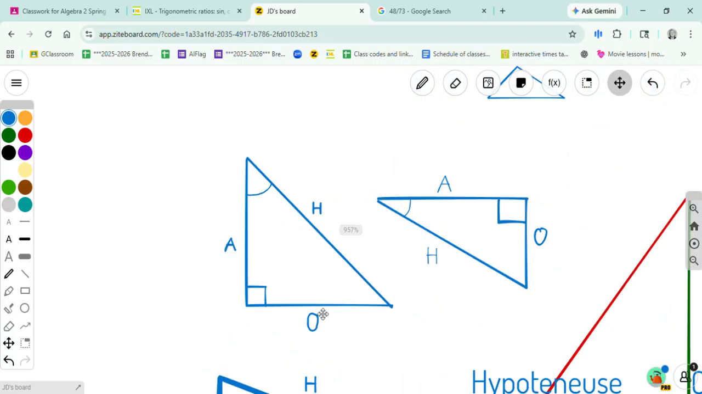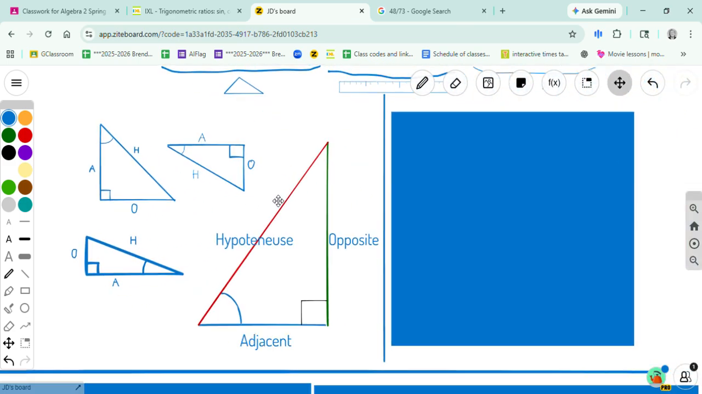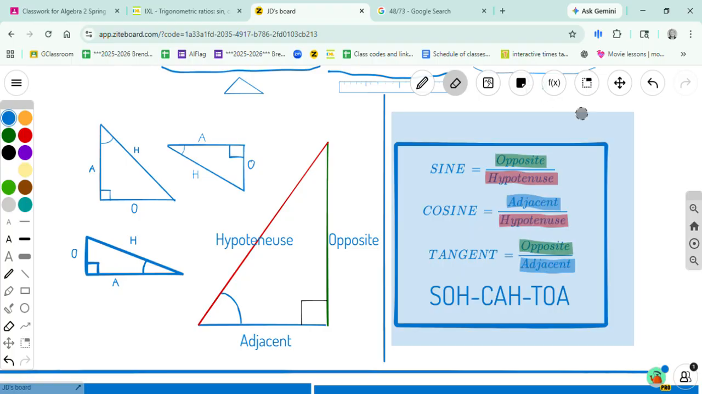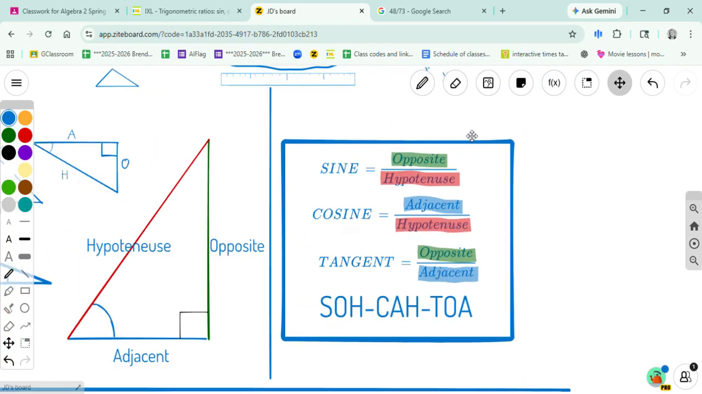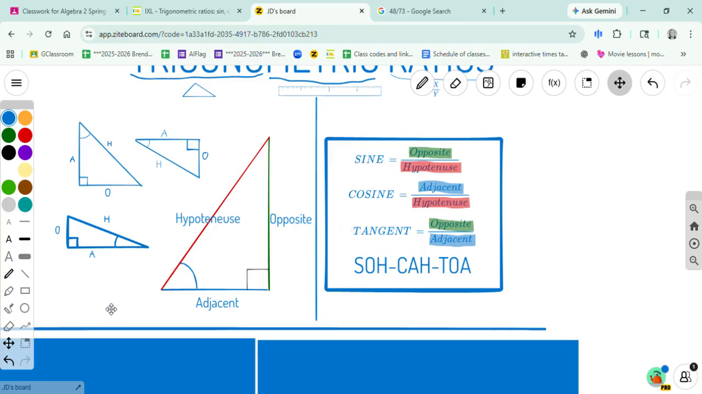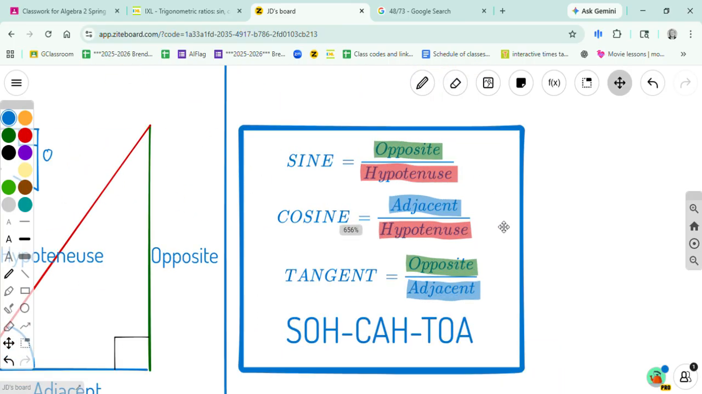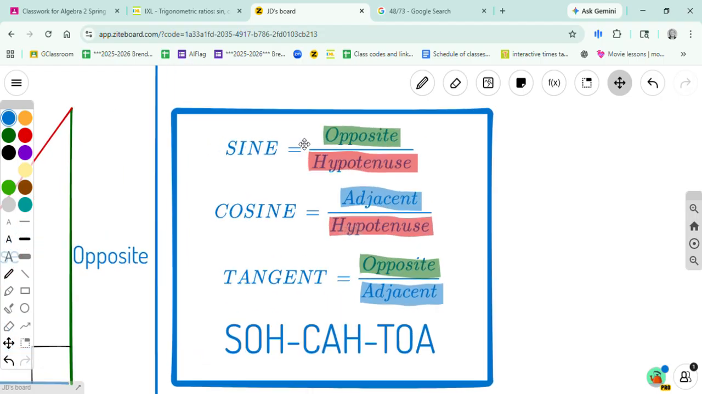So opposite, adjacent, and hypotenuse. Feel free to pause and write that down and maybe draw some examples for yourself. So in this math, we can do ratios of the different lengths of these triangles. And each of these ratios has a special name.